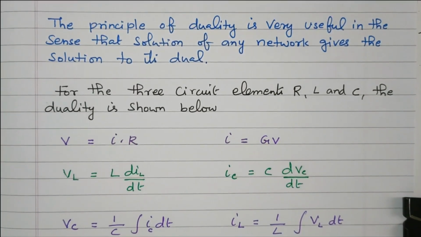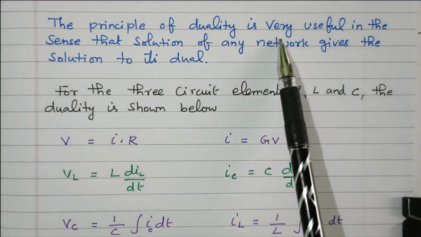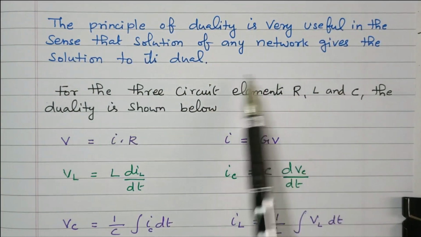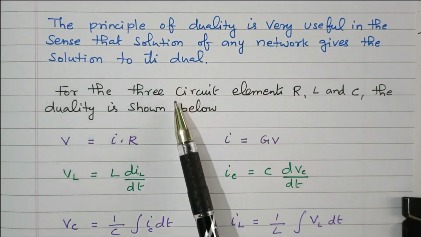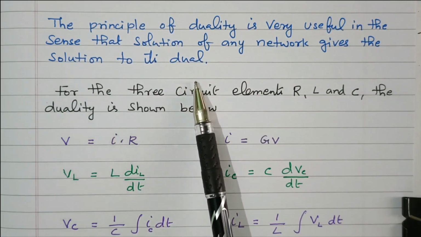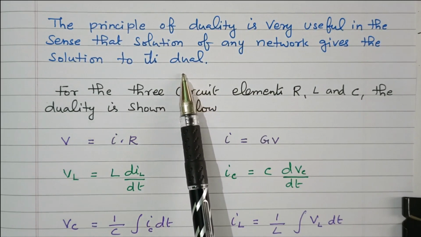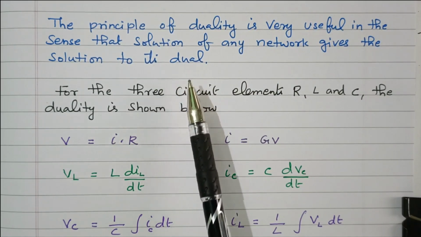The principle of duality is very useful in the sense that the solution of any network gives the solution to the dual. So if you want to find the solution of a network, the same thing can be obtained from the solution of the dual network also, right?